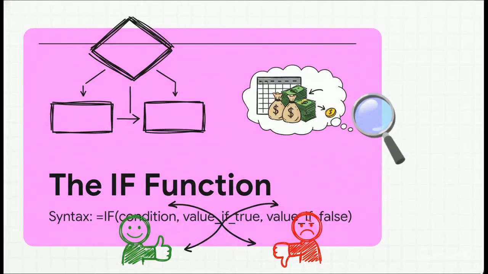So let's break down the IF function. It's actually super simple. It has just 3 parts. First, the condition. That's the question you're asking, like, is this sale bigger than $1,000? Second, what should Excel do if the answer is yes? And third, what should it do if the answer is no? That's it. Simple but incredibly powerful.